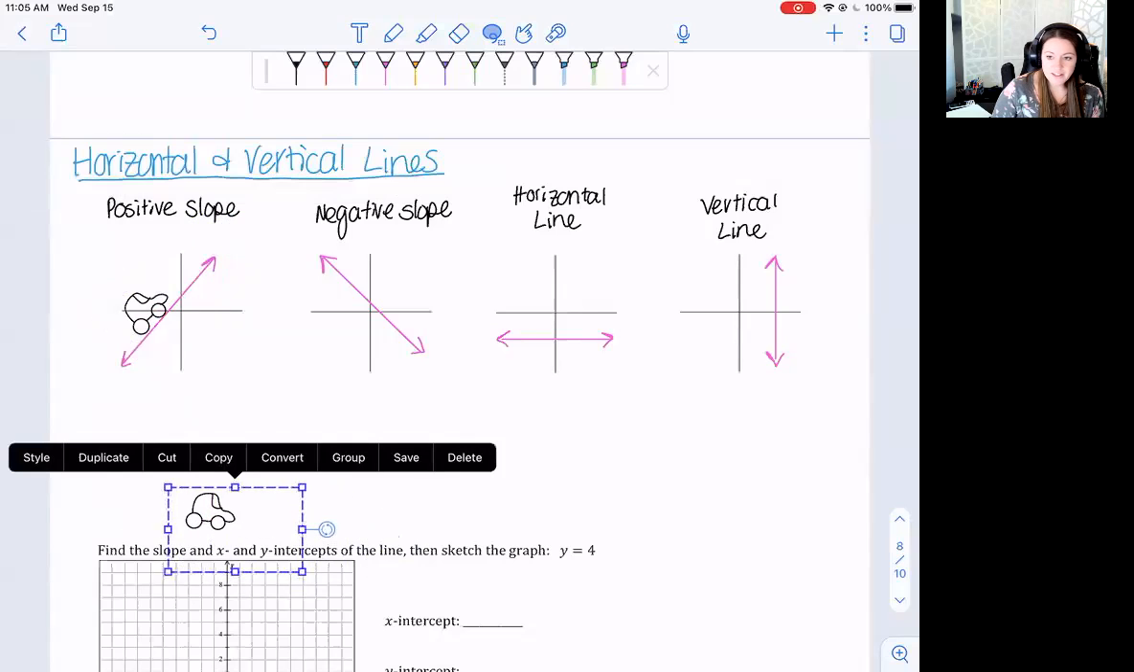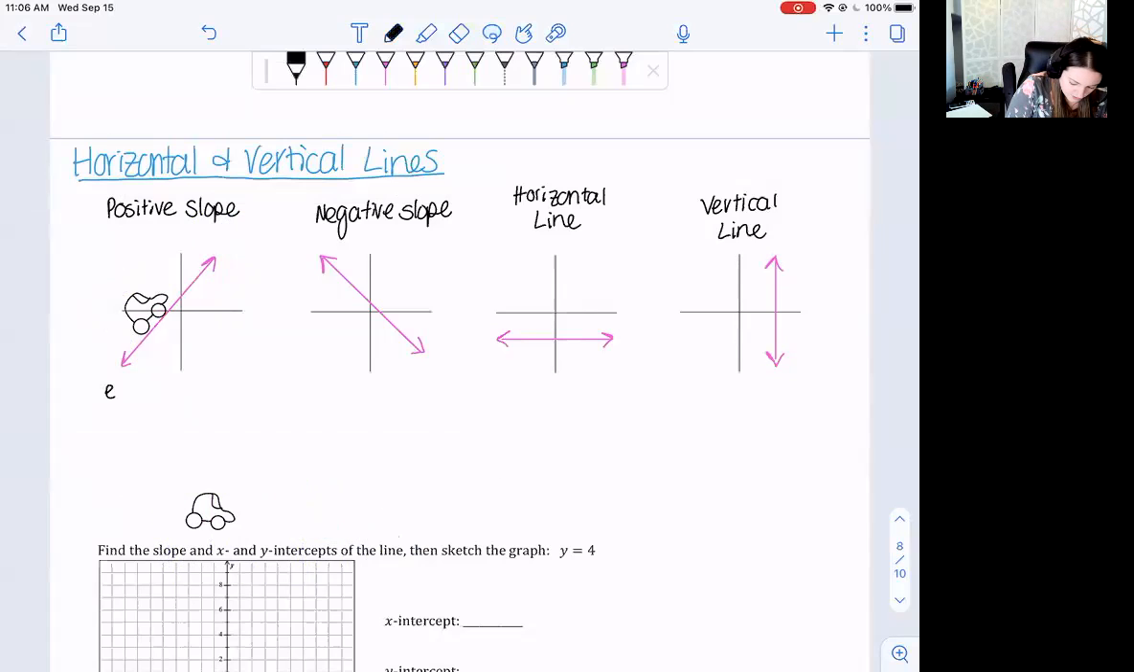All right. So for positive slopes, the way I like to think about it is if you're a little car and you're driving from the left to the right, a positive slope has you driving uphill. So an example of a line with positive slope would be something like y equals 2x plus 1. So the slope is 2, so it's positive. And the car drives uphill.